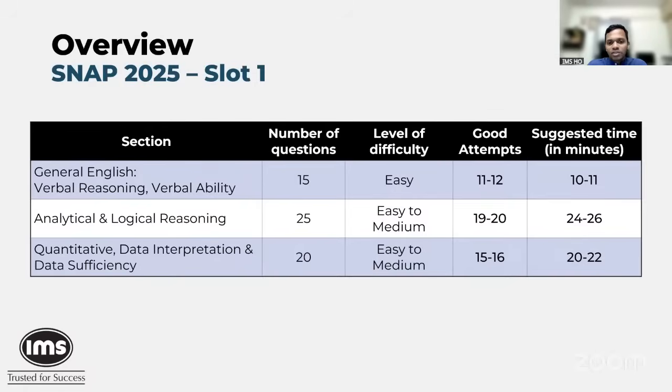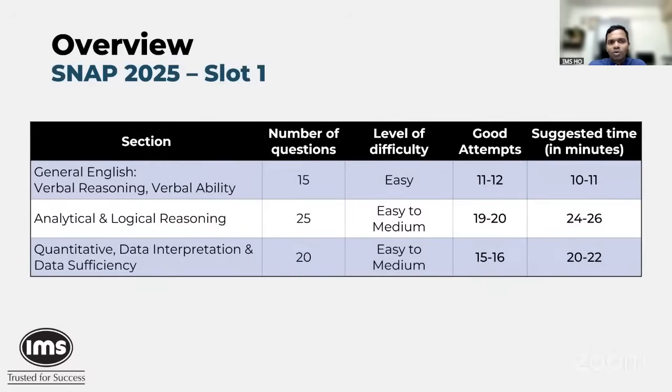For analytical and logical reasoning, I think out of 25, 19 to 20 questions were doable. Some questions, for example the binary logic question, or some inference or assumption questions, maybe some students skipped, and a particular series question was slightly more challenging. So there were some questions you could have skipped, but 19 to 20 were accessible. And for quant, 15 to 16 out of 20, because there were some areas that people may not have done.